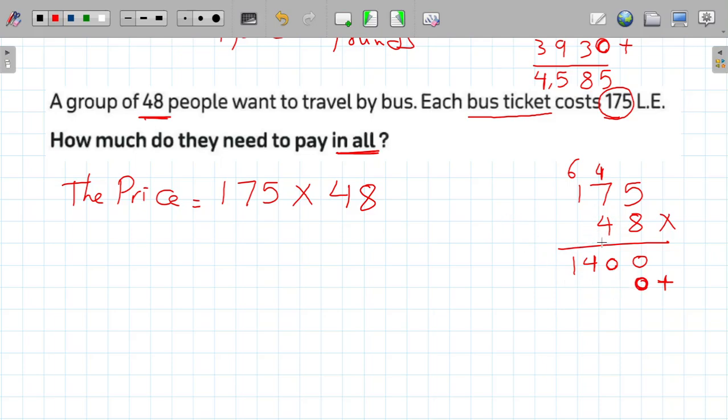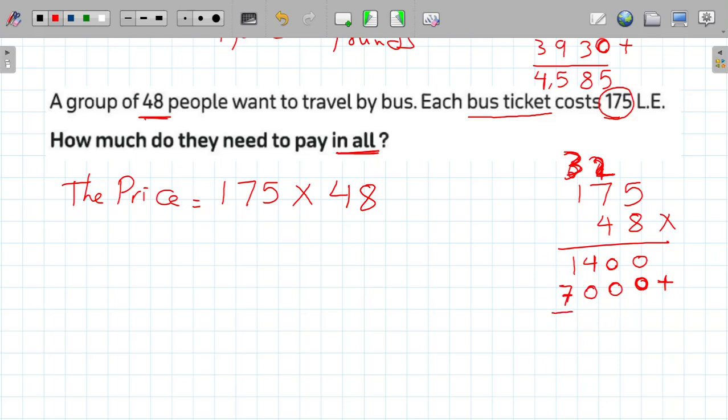Next, I will multiply by 4. 4 times 5 equals 20. So I will write 0 and carry up 2. 4 times 7 equals 28. 28 plus 2 equals 30. So I will write 0 and carry up 3. 4 times 1 equals 4 plus 3 equals 7.